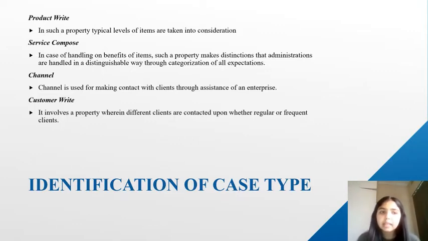Service compose, in case of handling or benefiting of items such as a property, makes a distinction that administrations are handled in a distinguishable way through categorization of all the expectations. So in service compose, we are handling benefits of items. It can be a property, it can be any administration thing. Channel is used for making contact with clients through assistance of an enterprise. Where we have a number of channels available in an enterprise, we can go online, or we can go for a phone call. Numerous channels are available, both online and offline.